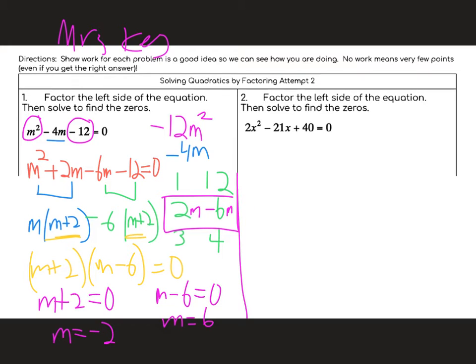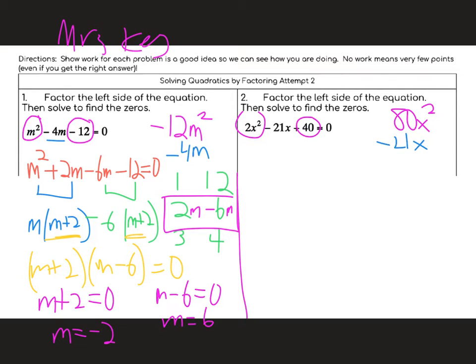Same idea for this next one. I first look for a greatest common factor. Between 2, 21, and 40, I can't take anything other than a 1. So I'm going to take the first and the last and multiply those, so it's going to be 80x squared. And then I'm going to write down the middle term, negative 21x.